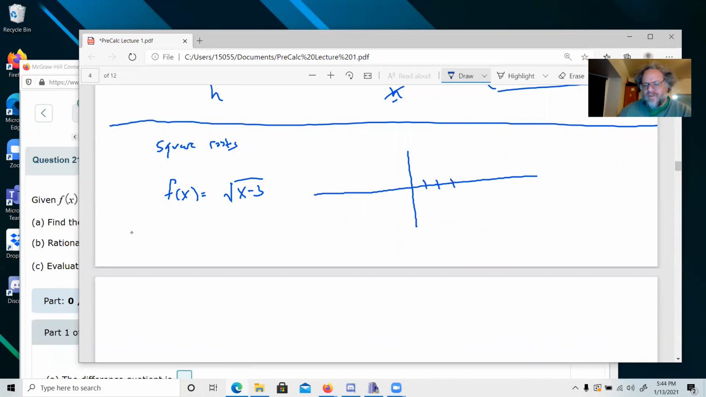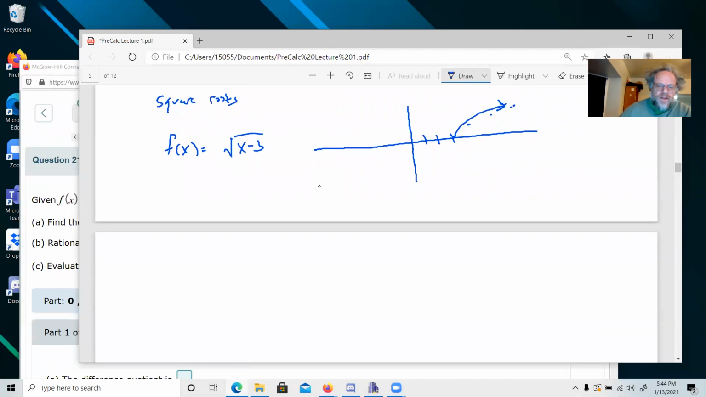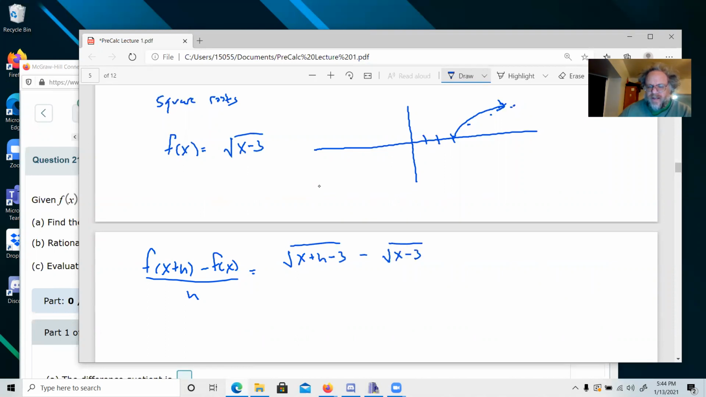Again, minus means move to the right. So we're looking for slopes of secant lines on this function. So f of x plus h minus f of x, all divided by h. So that is the square root of x plus h minus 3, minus the square root of x minus 3, divided by h.